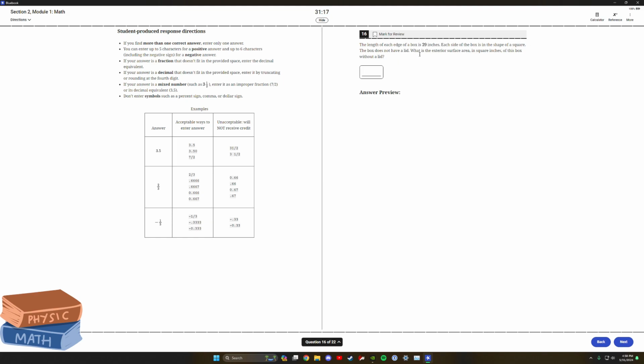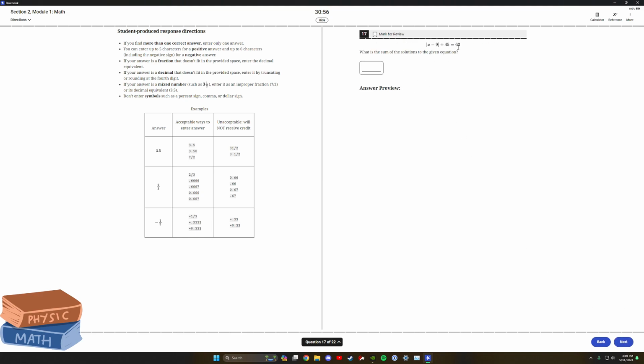Square, length, what is it? Exterior surface area in square inches without the lid. So there's no lid, so we don't have 6 sides, we only have 5 sides, and each box is 29 inches. It says it's a square. So 29 times 29 is going to be one of the surfaces. That is 841, but we have to multiply it by 5 because there's 5 surfaces and not 6.